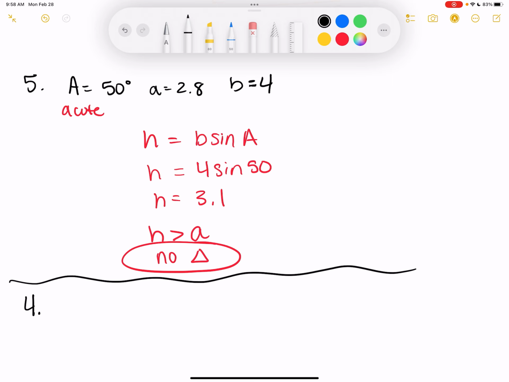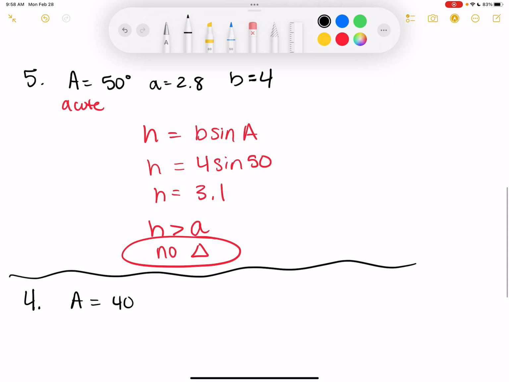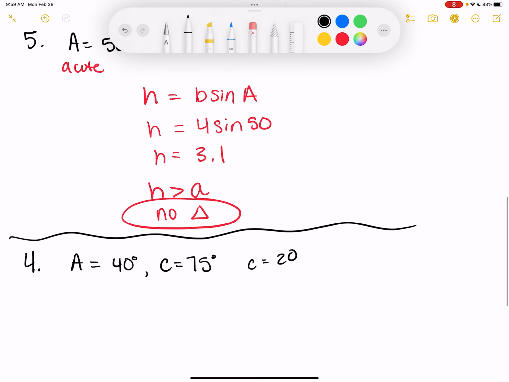Alright, so for number 5: angle A is 40 degrees, angle C is 75 degrees, and then side c is 20. I need to look at what I'm given. We're going to put angle A here, angle C here, side c here. Remember also, angle and side have to be opposite of each other. I think you know that, but anyways.